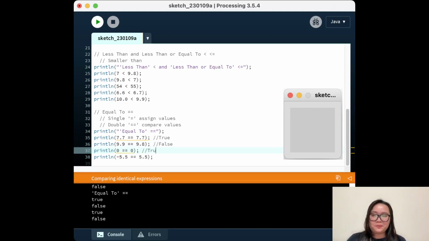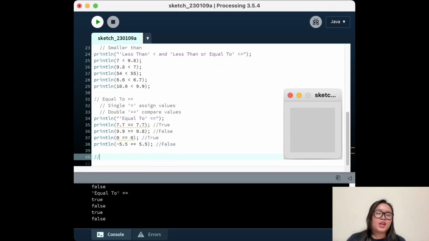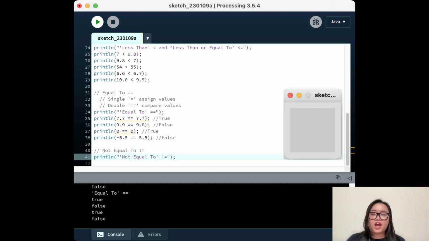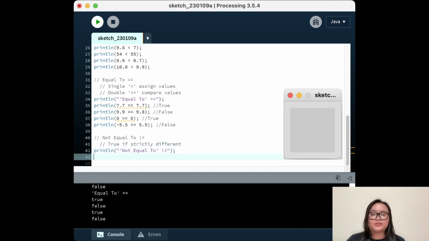Not equal to. Our last relational operator is the not equal to. You might already have a good idea of what this operator does. Once again, it's quite strict and only returns true if the two values are strictly different from each other. The not equal to sign is denoted by the exclamation mark and the equal sign. Let's go through a couple of examples together before we wrap up.